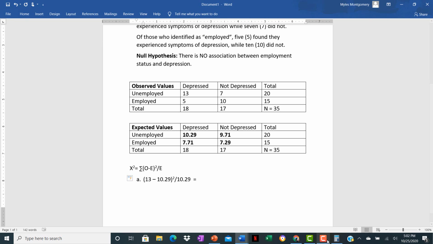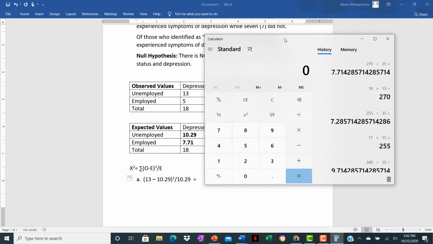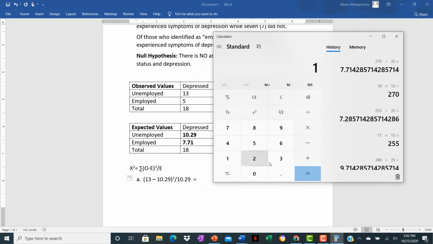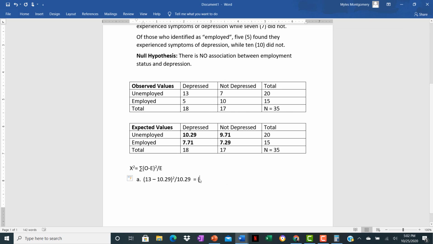So when we come down here, I'm going to do it all in one fell swoop since you've been doing this for a while now. We'll go 13 minus 10.29. We're going to get 2.71. And if I was to go ahead and square that, 7.34. It's after I squared it.